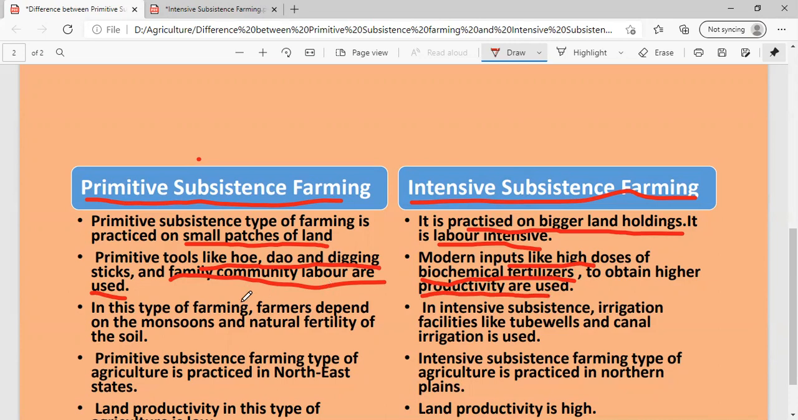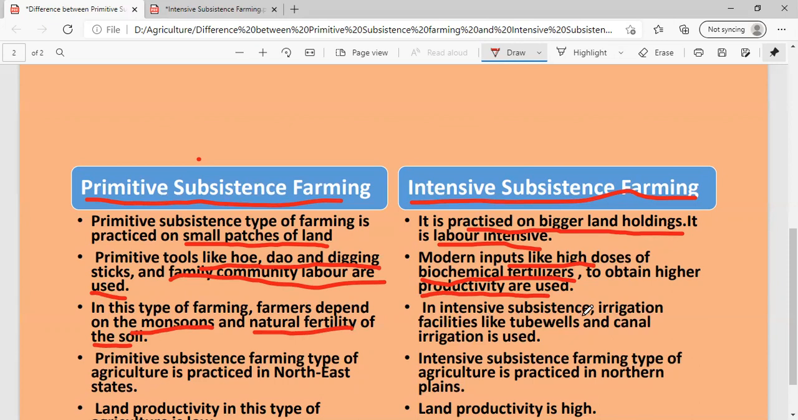Now, the third difference. In this type of farming, farmers depend on monsoons. Farmers are depending on rainfall since they don't have any means of irrigation. They do not have canal irrigation. They do not have any kind of dam or rivers nearby. They are depending on monsoon only, rainfall only. And also they are looking at the fertility of the soil. If the soil is not fertile, they will not cultivate. They are not using any kind of additional inputs.